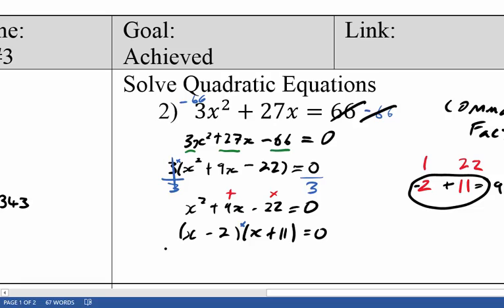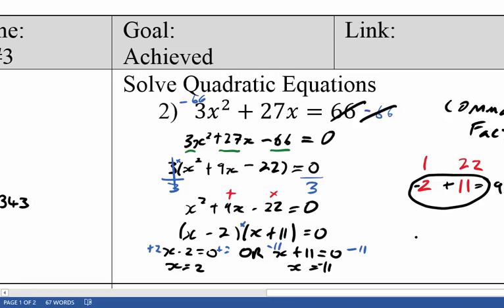So we'll go x minus 2 equals 0, or x plus 11 equals 0. Then, if x minus 2 equals 0, I will add 2 to this side. I'm trying to get to x equals. I'll add 2 to that side. And I'm left with x equals 2. Or, to get rid of that plus 11, I've got to minus 11 from this side. I've got to minus 11 from that side. So x will equal, oh, sorry, negative 11. 0 minus 11 is negative 11.